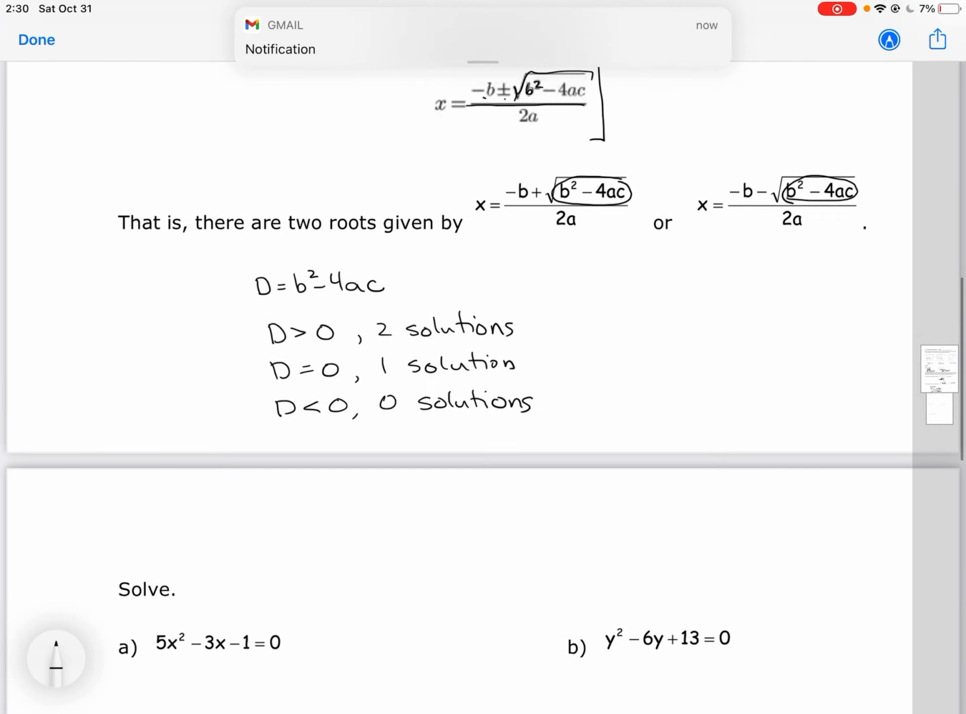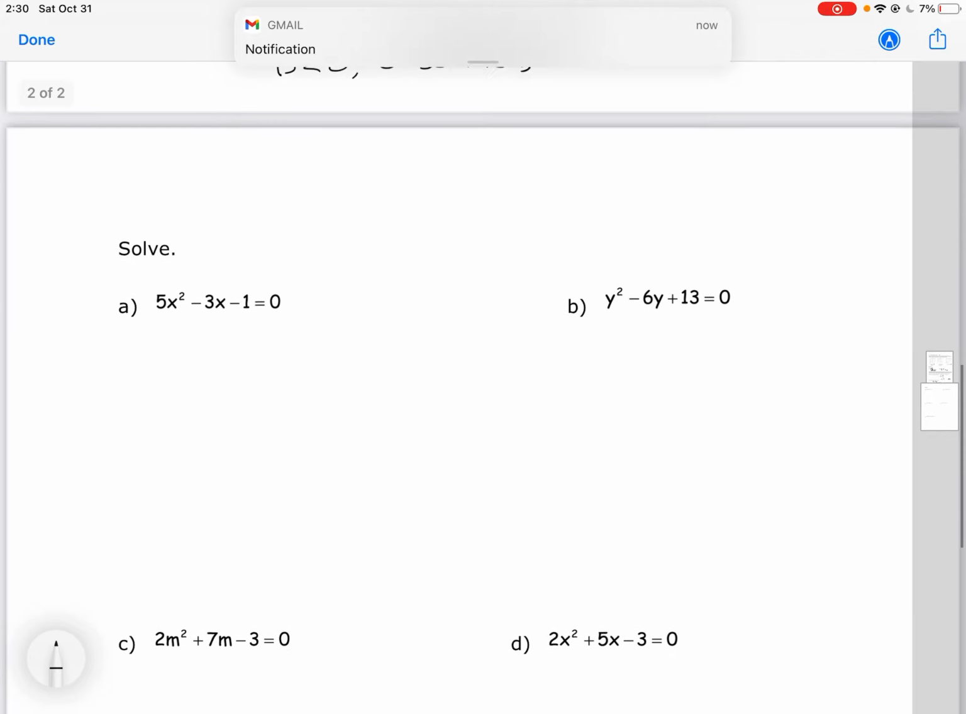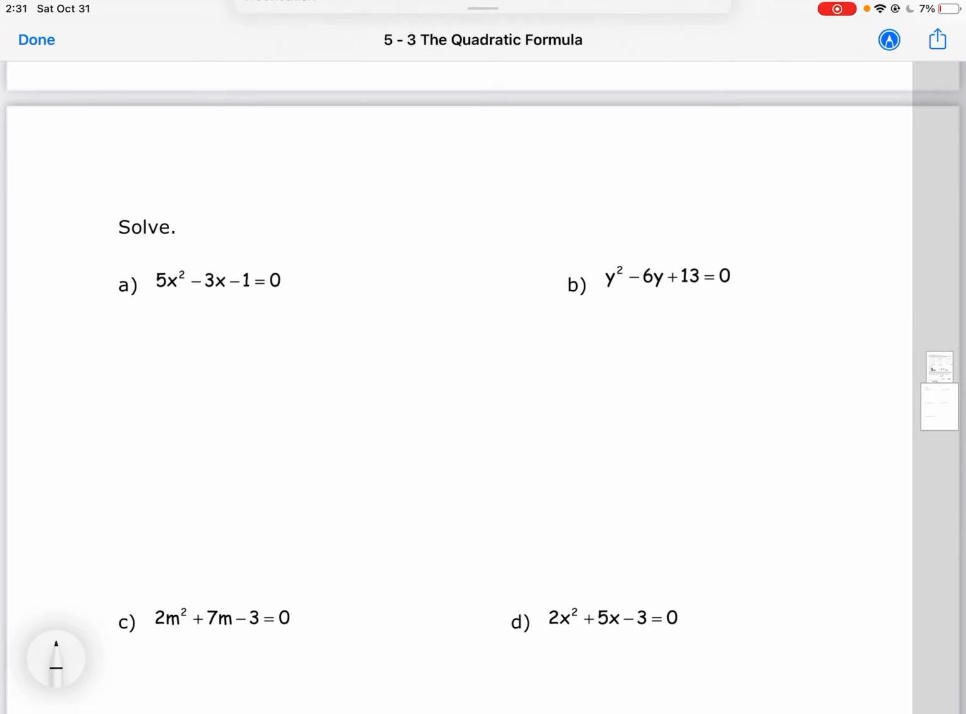Let's look at some examples here. So here we're going to look at 5x squared minus 3x minus 1. Our a value is 5, b value is minus 3, c value is minus 1. Solving for x using the quadratic formula. So I'll write it again up here. So we have it on our page.